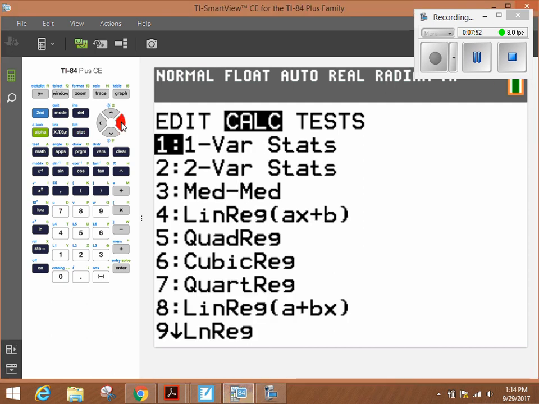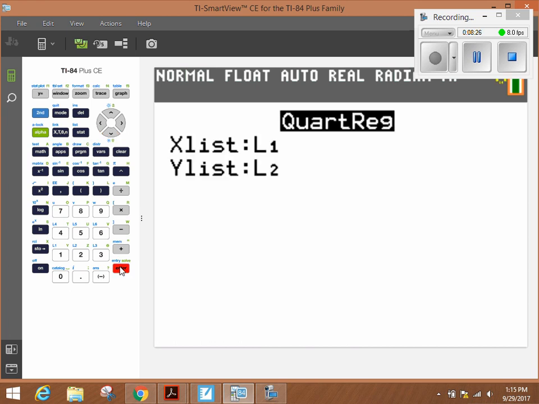We'll go over to calc. And then we will go to, so I have linear regression. So that's if this data was in roughly a straight line. Quad regression, if it looked parabolic, we would use that. For cubic regression, we would of course use that if it looked like a cubic function, if it had the end behaviors of a cubic function. But I suspect this is quartic.